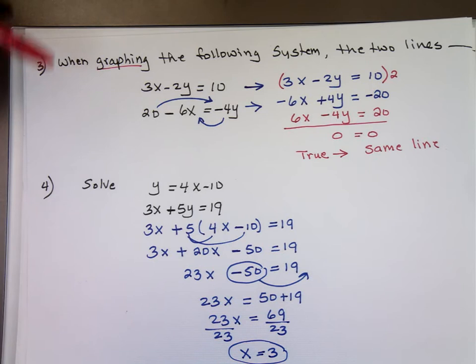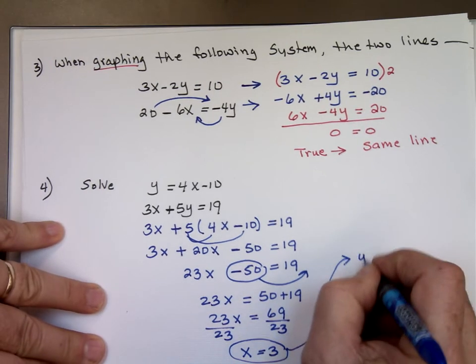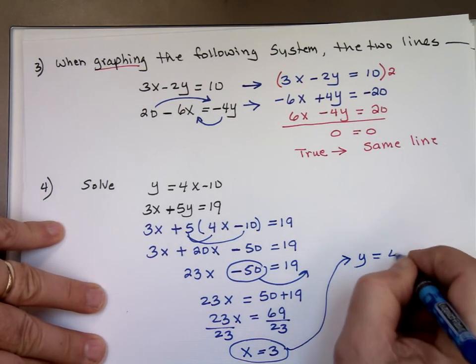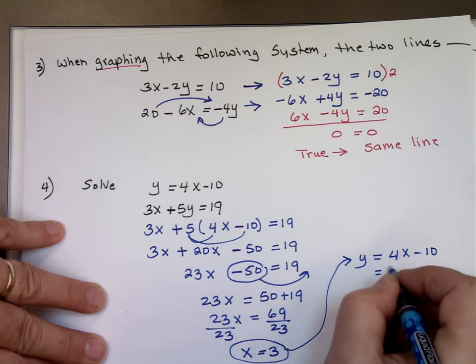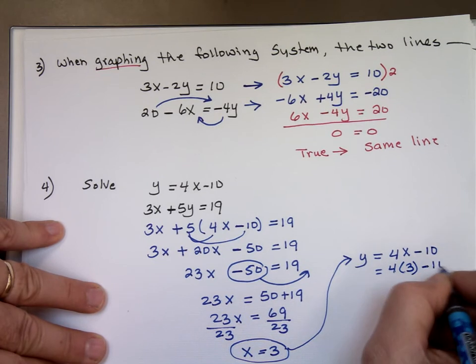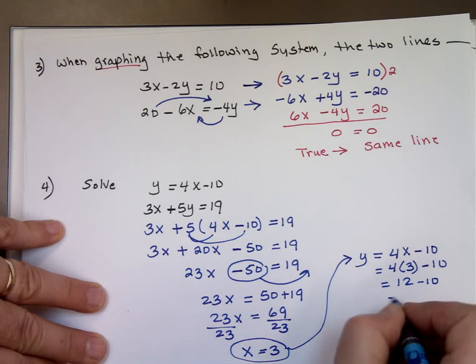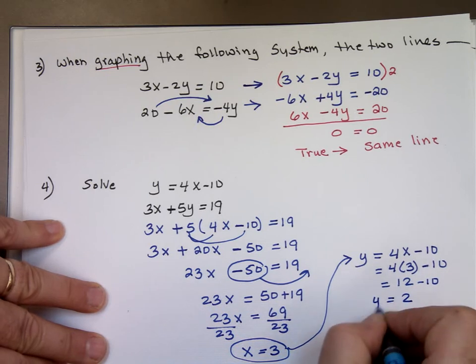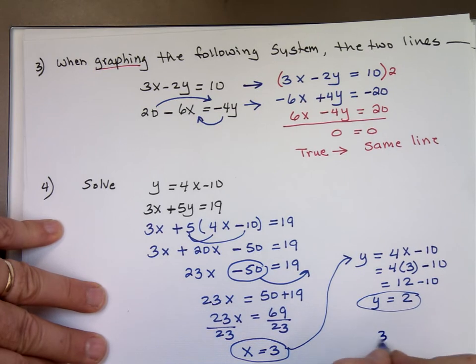Three, I mean. Right? If x is 3 now, can we find y? Y from the top equation is what? 4x minus 10. 4 times 3 minus the 10. What's 4 times 3? 12 minus 10, which is what? 2. And there's your answer. X is 3, y is 2.